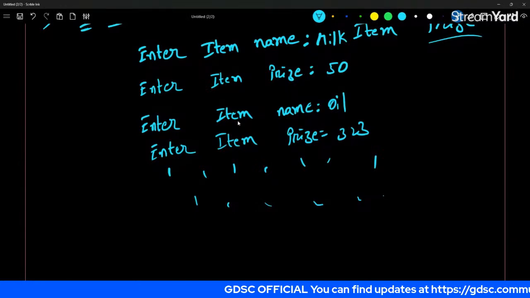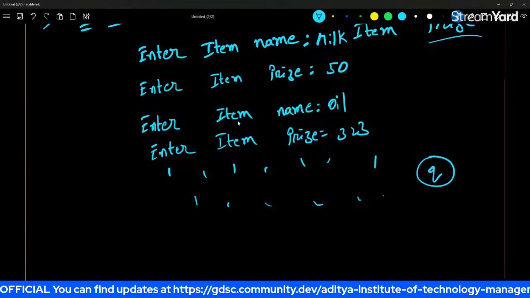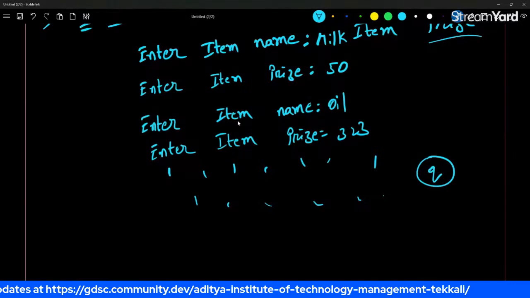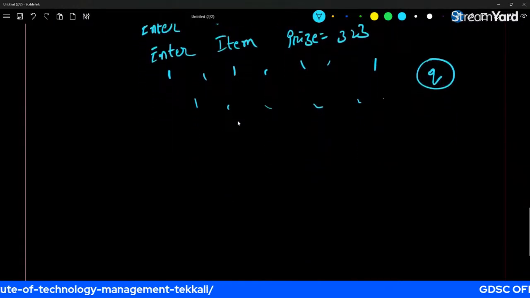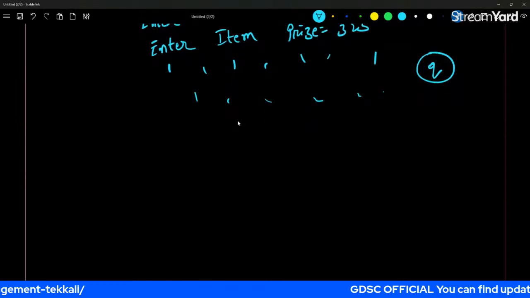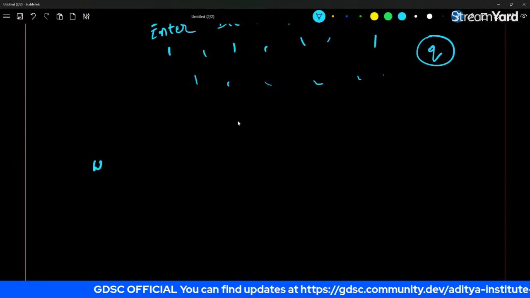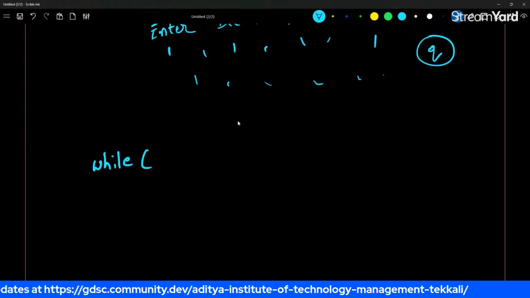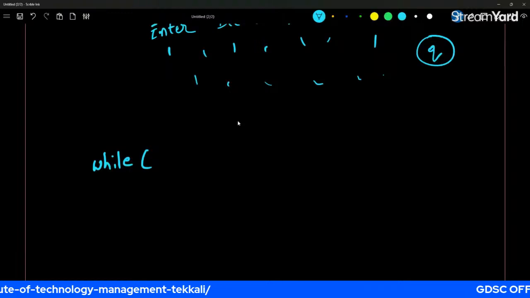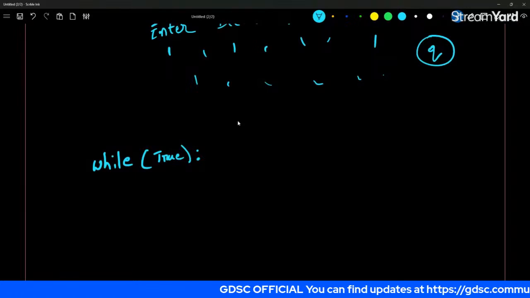What I need to conclude is, if the user enters the value Q, then the loop will exit. That means the user has bought all the things and is ready to pay the total bill. I need to do this in a while loop, and this while loop has to continue until the user has pressed Q. So here I'm taking True. It is an infinite loop.